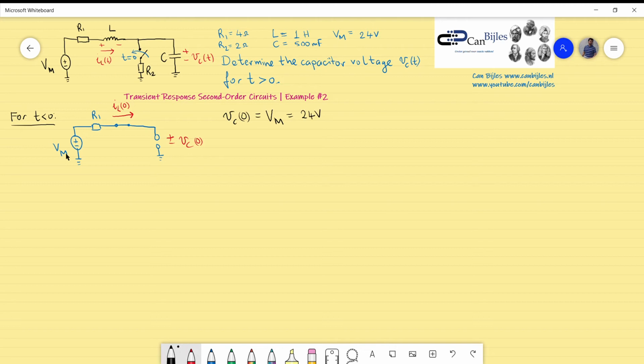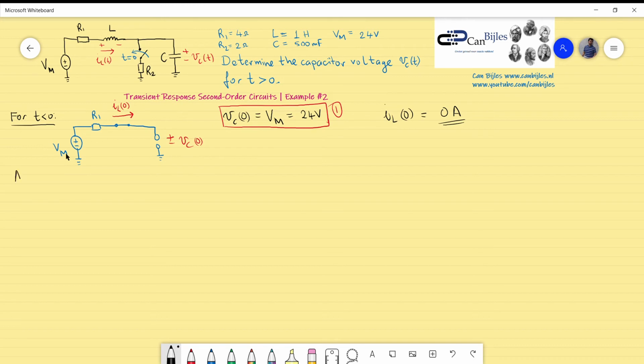So this is a situation we can already designate as condition number 1. For the inductor current, we will also need that in the further analysis. The inductor current here is 0 because the open circuit of the capacitor will not allow current flow. Okay, that's for this situation.